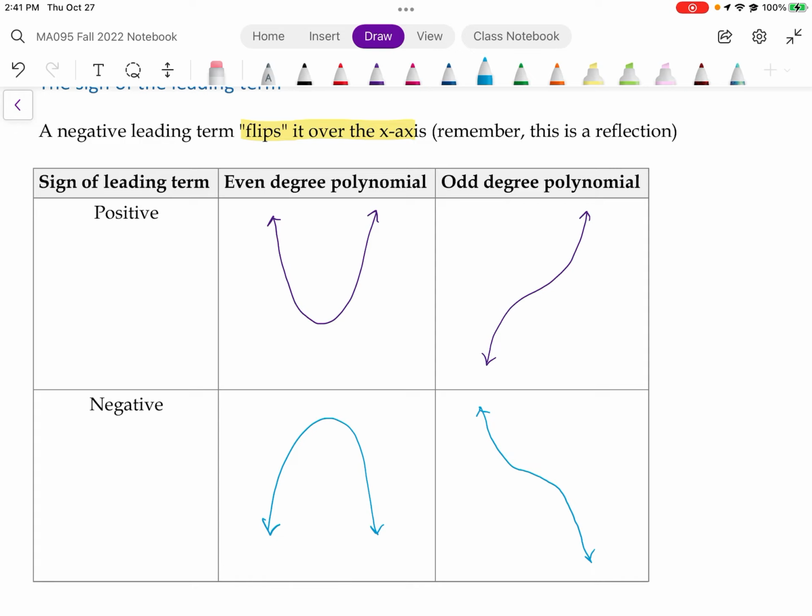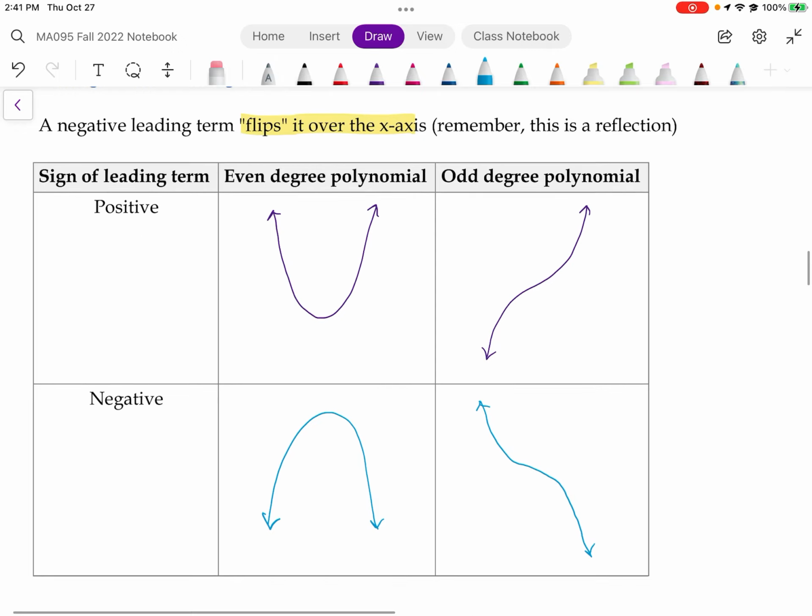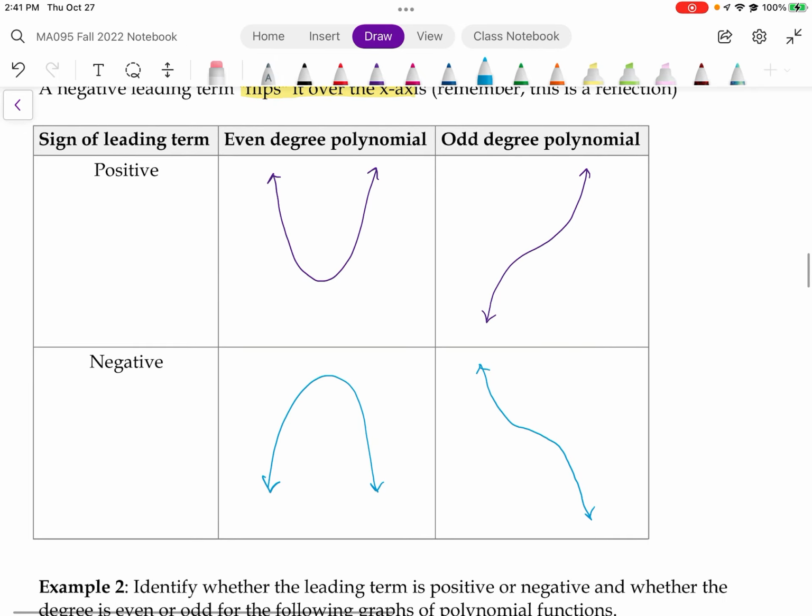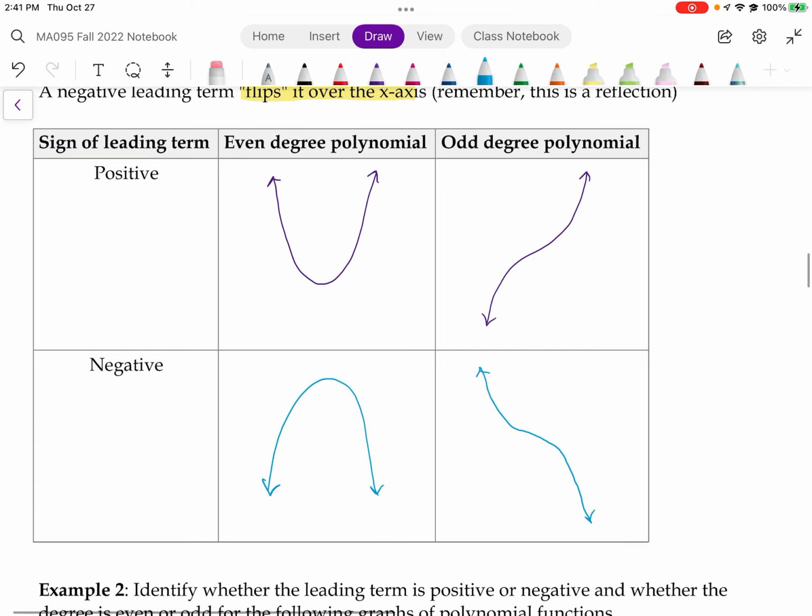So, got a little buzzing, so I'm going to turn off some lights here, see if I can get it to go away. All right, so that is even degree, odd degree, positive, and negative. In general, what they look like.